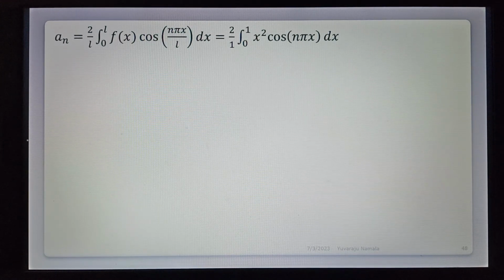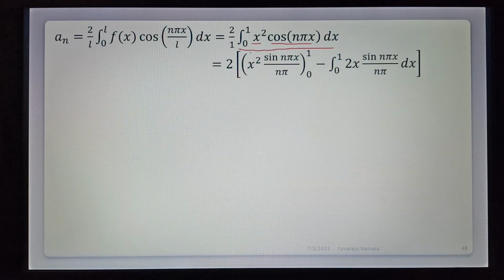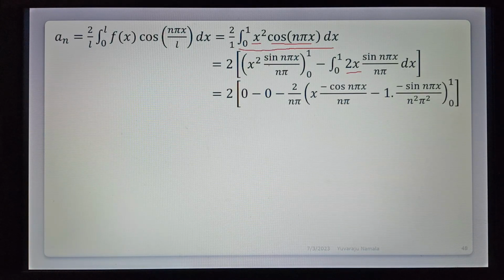a n is equal to 2 by L integration 0 to L f(x) cos n pi x by L dx, that is 2 by 1 integration 0 to 1 x square cos n pi x dx. So x square into cos n pi x means integration by parts, the u into v method. That is 2 into x square into the integration of cos, sin n pi x by n pi, limit 0 to 1, minus integration 0 to 1 of 2x, again with the integration of cos, sin n pi x by n pi, dx. So 2 into sin n pi, and at x is equal to 0, sin 0 is 0.